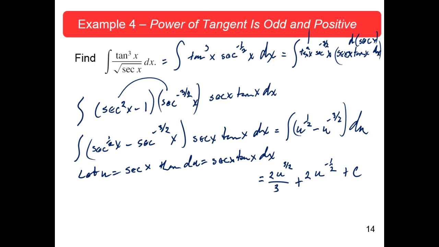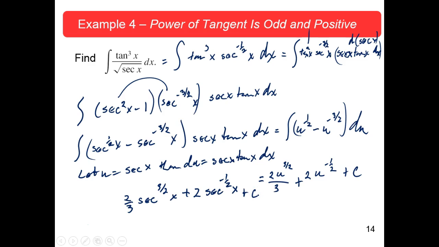Okay. Now what do we do? Plug back in what u is, and u is secant x. So that would be 2/3 secant to the 3/2 power of x plus 2 times secant to the minus 1/2 power of x plus c.